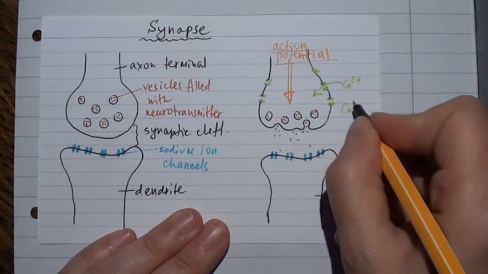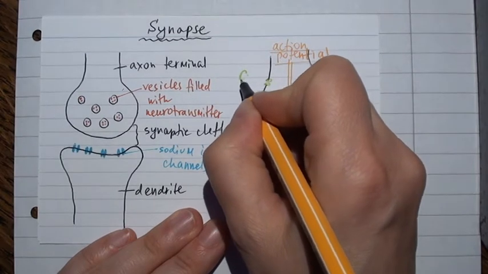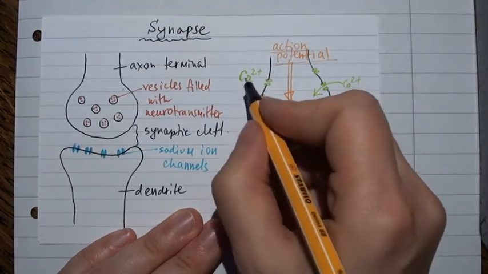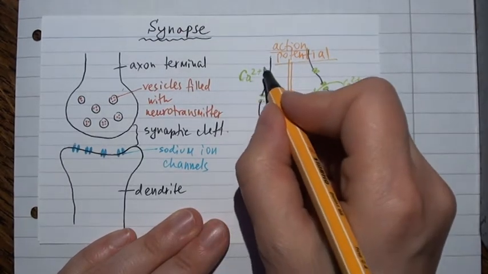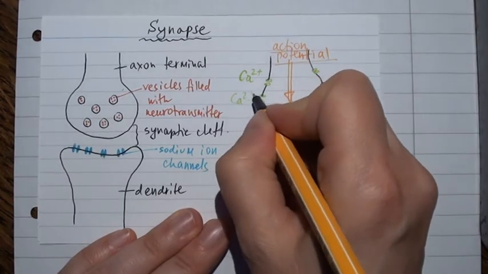So I'm going to draw a whole bunch of calcium ions. A calcium ion is capital C, little a, 2 plus. So that's calcium, Ca. The 2 plus shows it's a charged particle, it's an ion. Okay, so let me draw a few more.